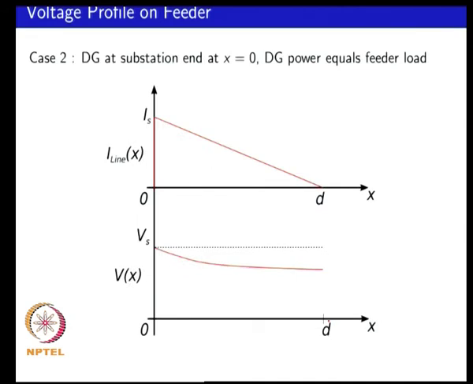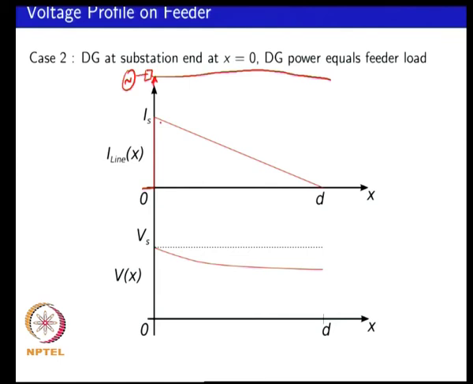So the first case that we'll consider is adding a DG at the substation end. So you have the substation, and say you connect a DG right at this point at x equal to 0, and we will assume that the DG power equals the overall feeder load. So essentially you have the same current profile along the feeder as what you had, except that now because your DG power is equal to the substation power, what is now coming in from the substation end is actually 0, because your DG is providing the entire power.